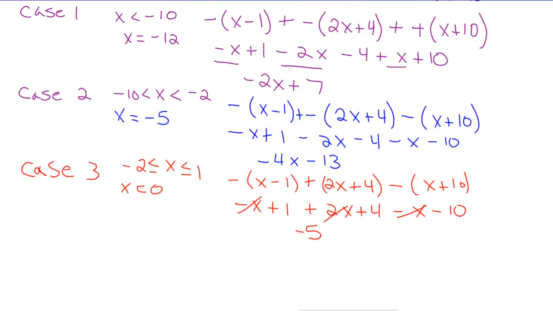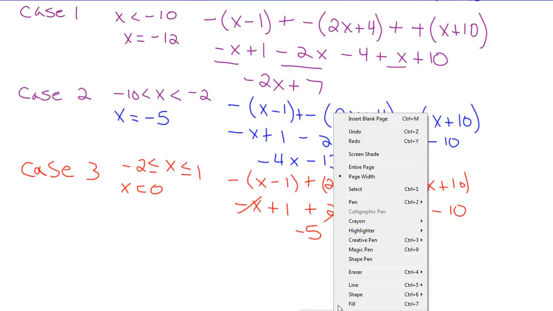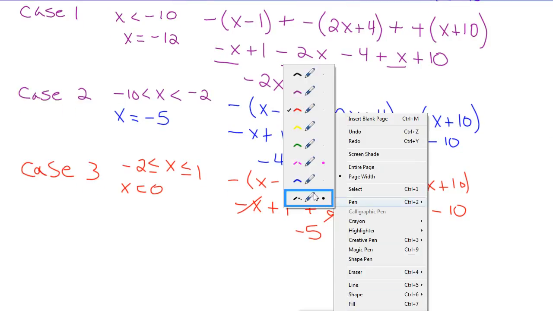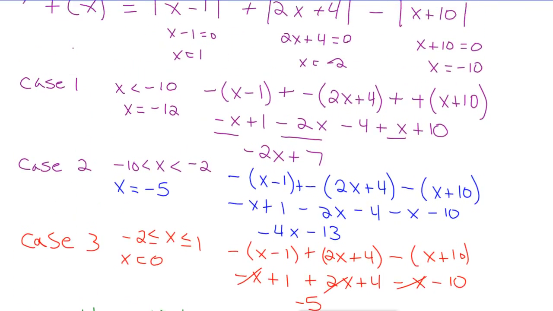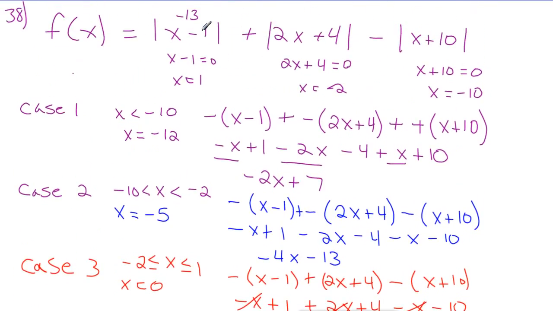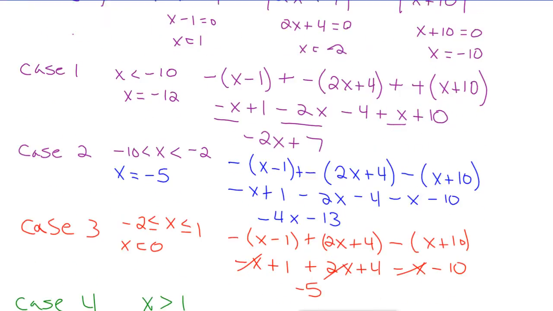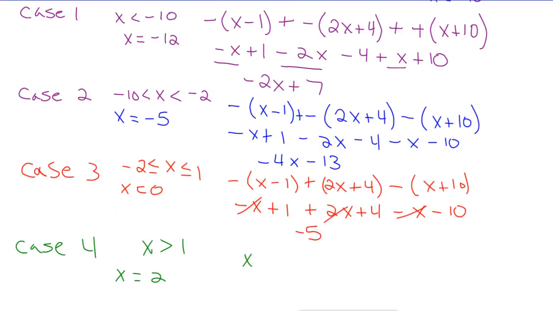All right, and then let's do our last case here. So again, let's switch our color. So case 4 is going to be when x is greater than 1. So in this case, I'll just choose something like 2. So let's try this out. Let's go back up to the top. 2 minus 1 is positive, so that's just going to stay x minus 1.